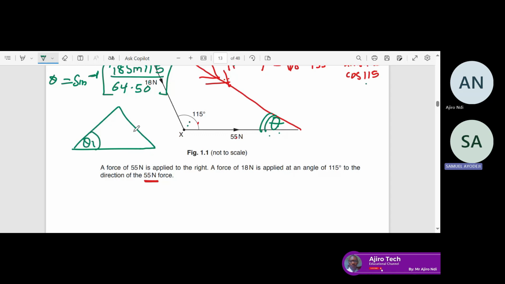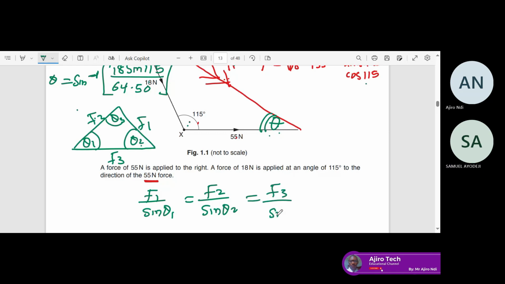Let's say you have theta 1 and you have F1, you have theta 2 and you have F2, you have theta 3 and you have F3. Sine rule means each force over the sine of its opposite angle: F1 over sine theta 1 is equal to F2 over sine theta 2, equal to F3 over sine theta 3. That's called the sine rule. You can quickly put it down.